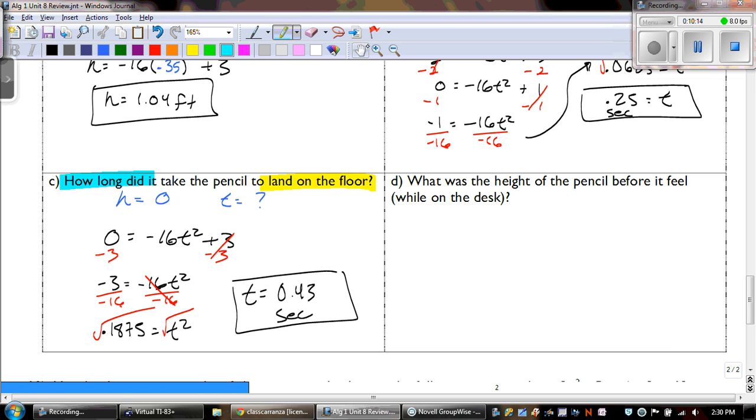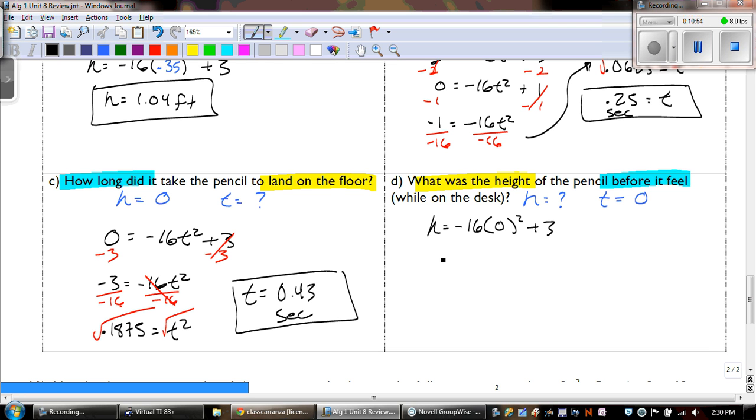Okay, and the last one said, what was the height? Oh, that should have been the other color, I'm sorry. What was the height before the pencil fell? So if they're saying, what is the height, it must mean we know what the time is. So before the pencil fell, how much time had passed? Well, no time had passed because it's still on the desk, okay? So we're trying to find the height of negative 16t squared when t is 0, plus 3.